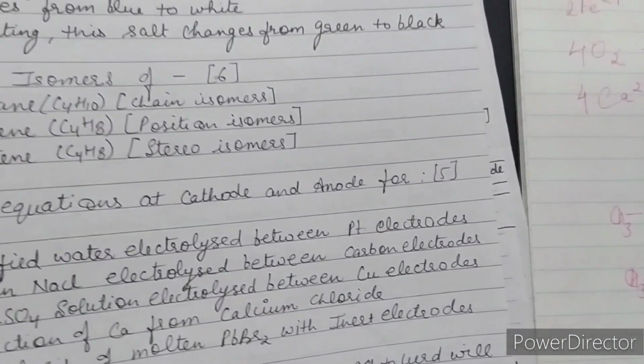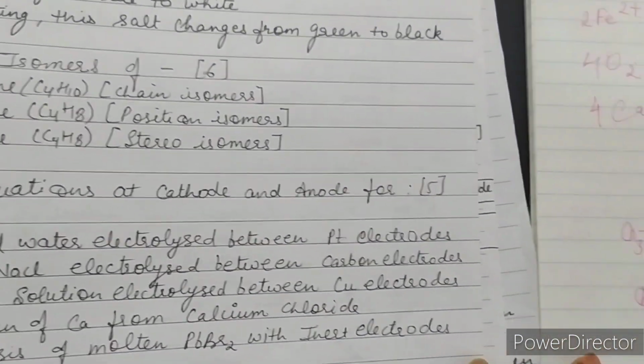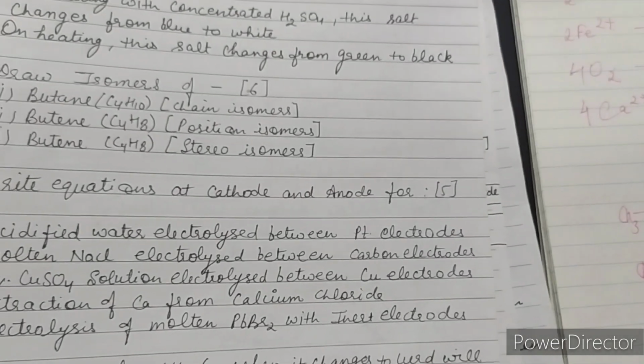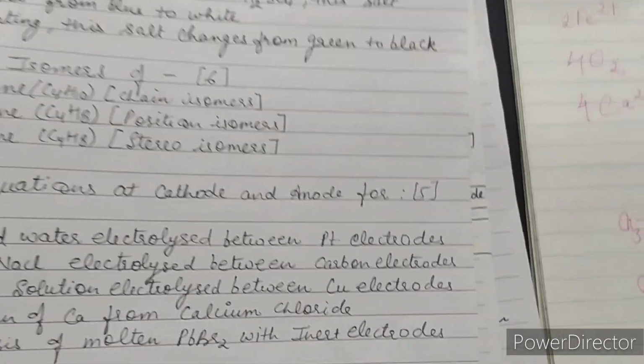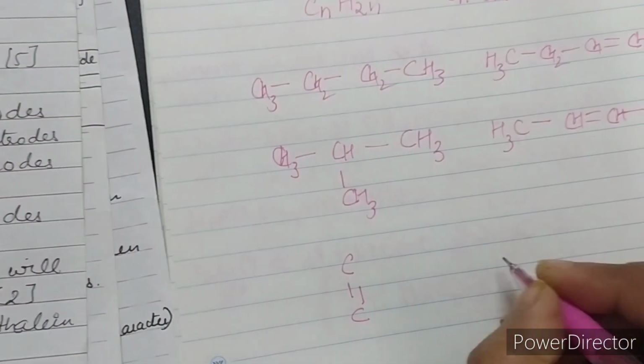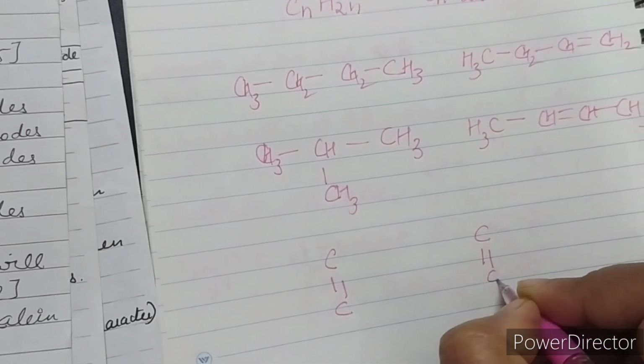And number 3 is stereoisomerism. Although we can draw it, because this is not in your course, if you have not read it, then there is no issue. But if you have read it, then you can also draw the 2 stereoisomers of butene, that is like this. It has cis and trans isomers.